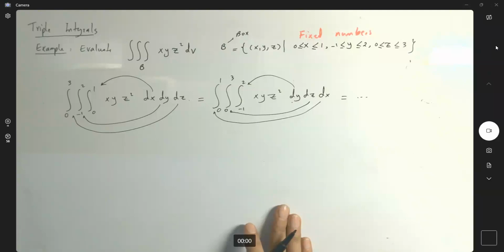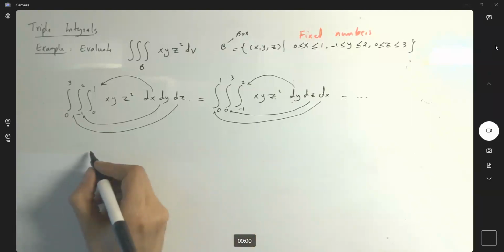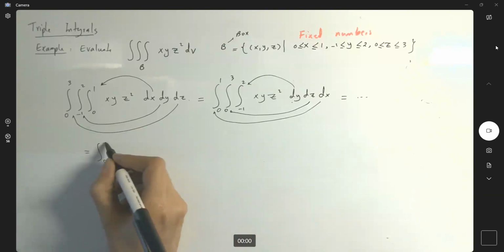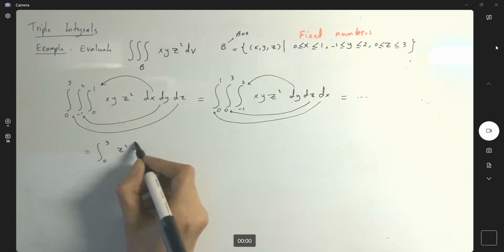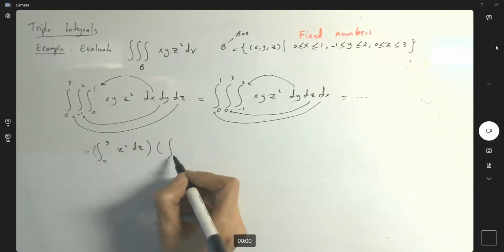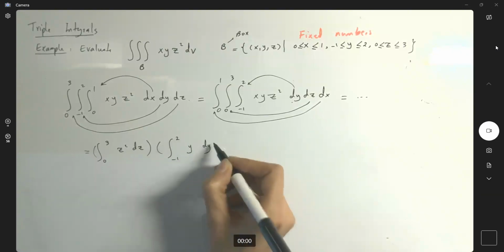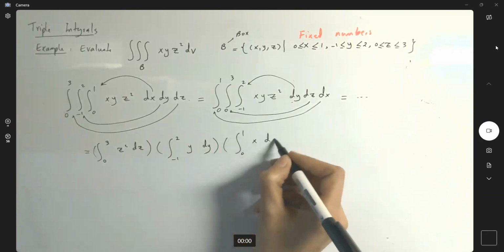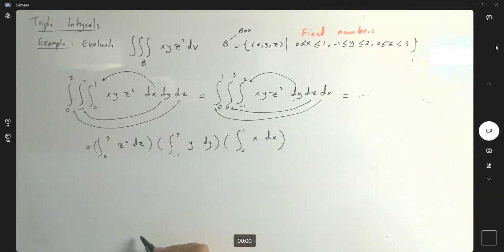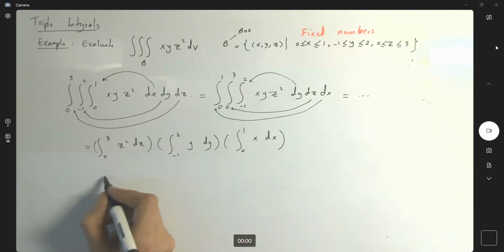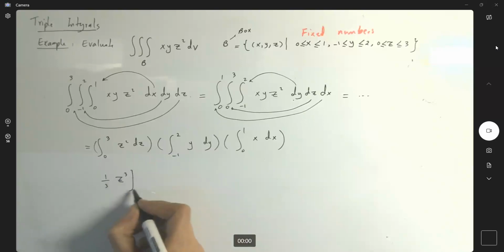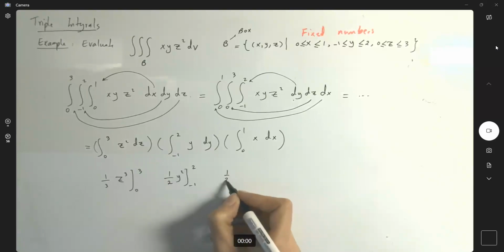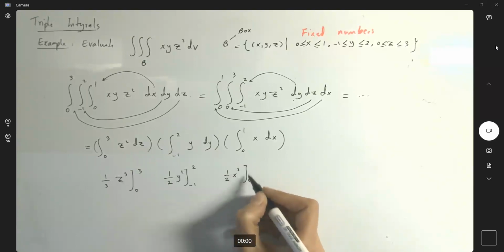It doesn't matter. And eventually remember that you can separate these because there is multiplication between these terms. This is equal to the integral from 0 to 3 of z squared dz, multiplied by the integral from -1 to 2 of y dy, multiplied by the integral from 0 to 1 of x dx. You could calculate each one of these separately and multiply the results. So here you have a third z cubed from 0 to 3, a half y squared from -1 to 2, and a half x squared from 0 to 1.